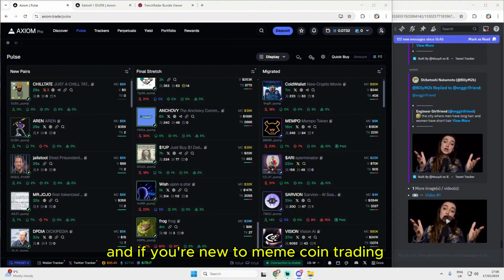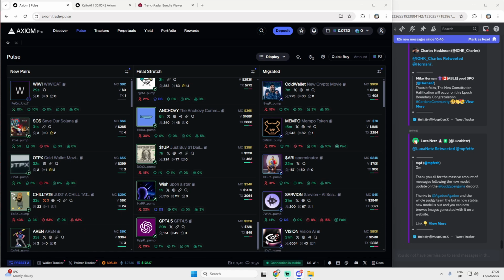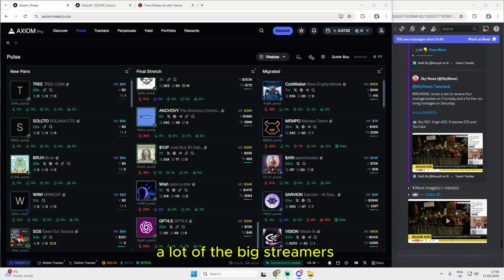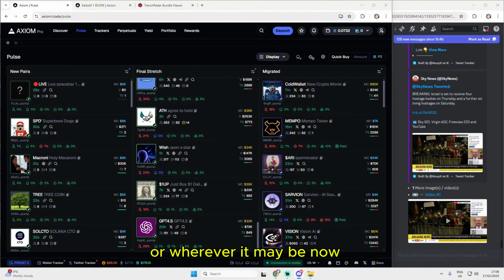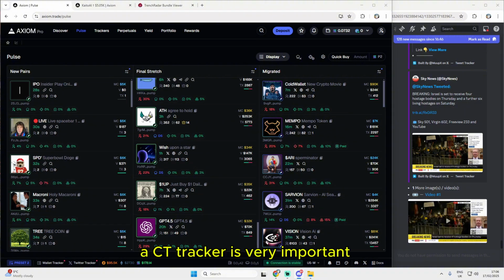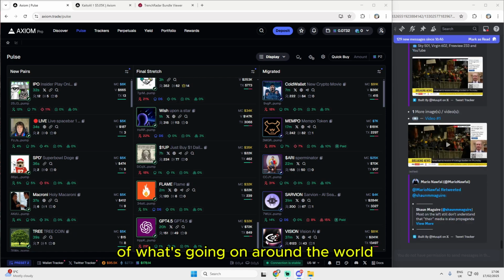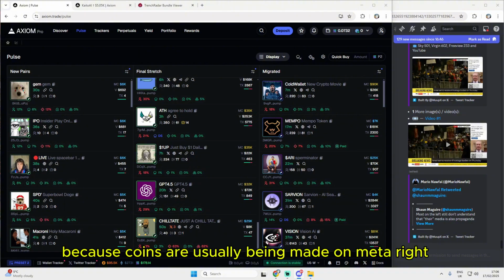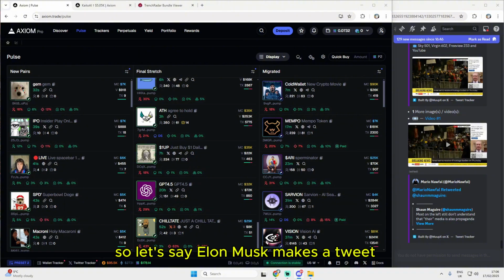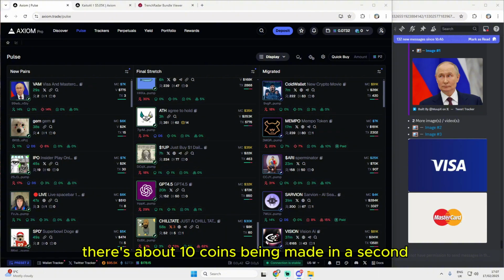If you're new to meme coin trading, I can understand why you might not know what this is. But anyone who follows the big streamers will see this on the right hand side of their screen, or wherever it may be. A CT tracker is very important because it gives you real-time updates, and that is huge because coins are usually being made on meta. So let's say Elon Musk makes a tweet. Bang, there's about 10 coins being made in a second.